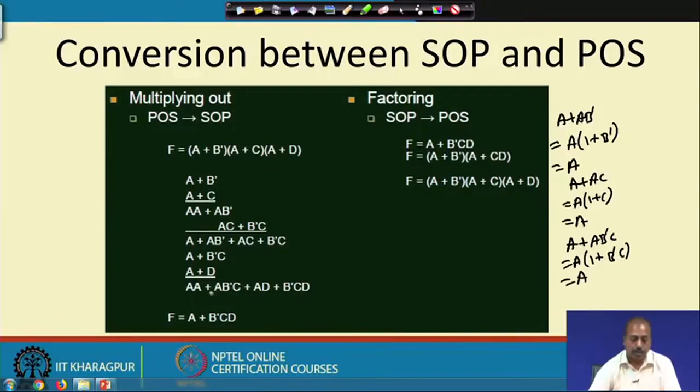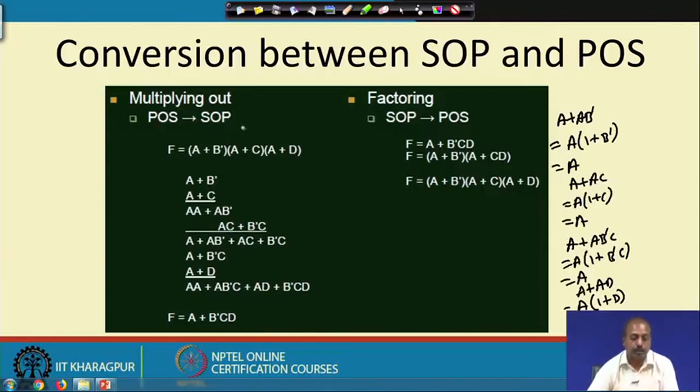So this part, a plus a b bar c, gives me a, and with that if you do a plus a d, then you will be getting again a common factor, a into 1 plus d. So, that way I will get a finally. Again from here I will get an a. So, it is a plus b bar c d. So, that is the whole multiplication that we have done.